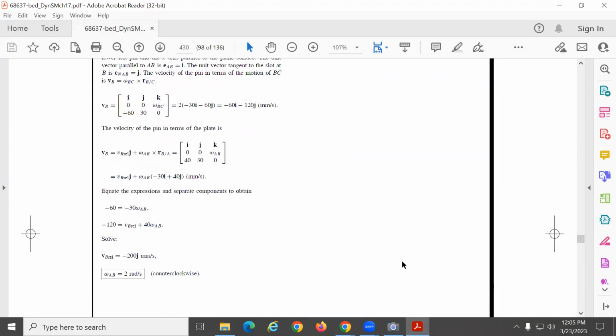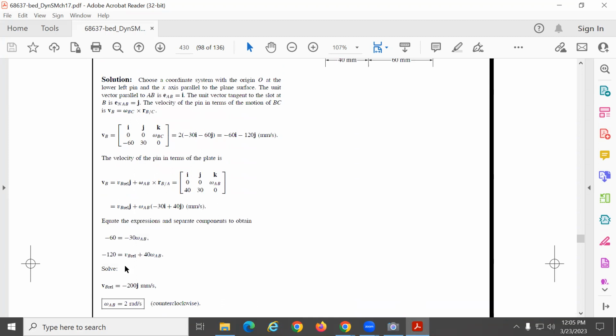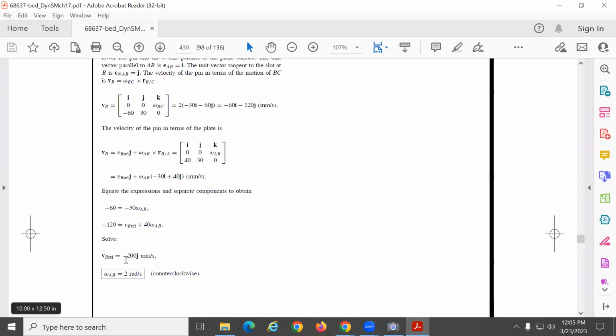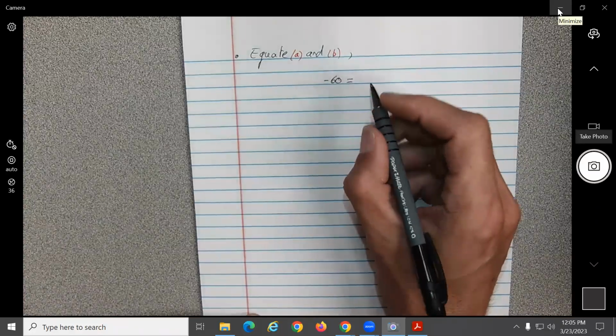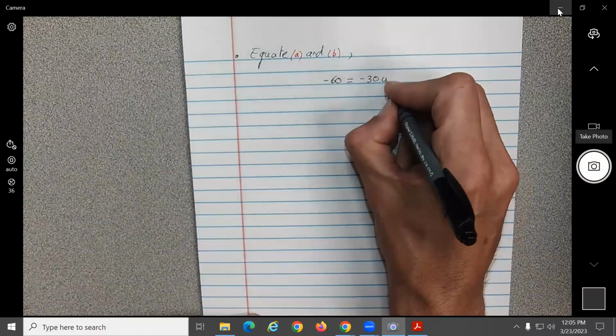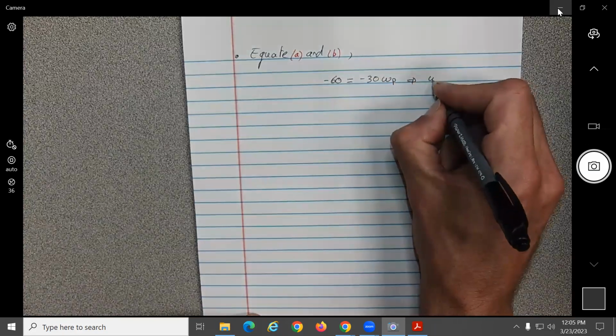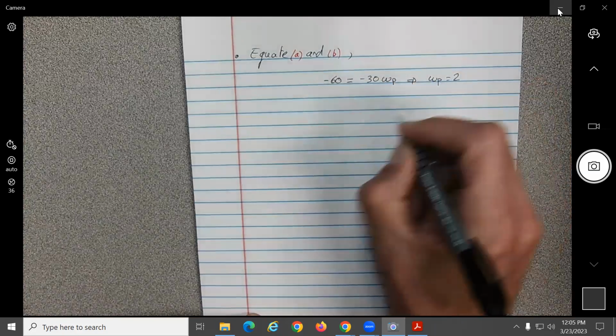So omega A, I guess, should give you, okay, omega plate should be 2 radians per second. Let's do it since the values are so easy. So we have minus 60 equal to minus 30 omega plate. So omega plate will be equal to 2 radians per second, no?